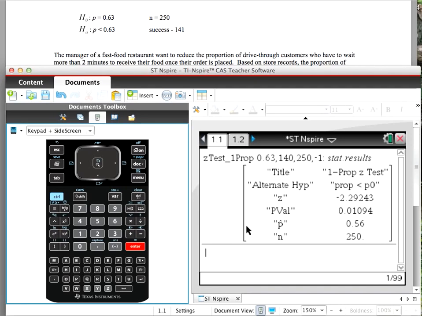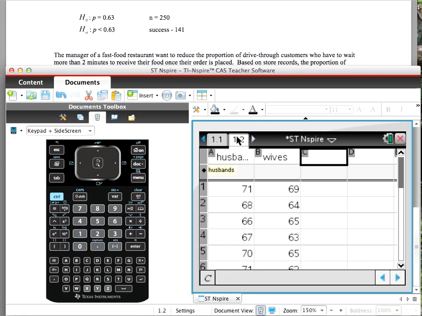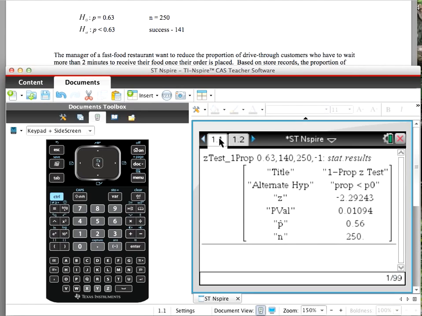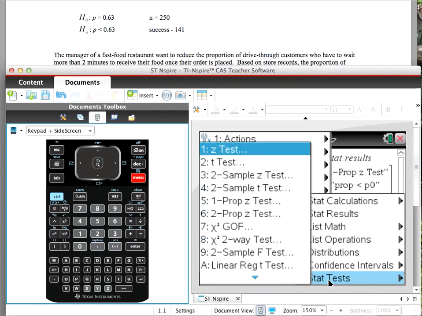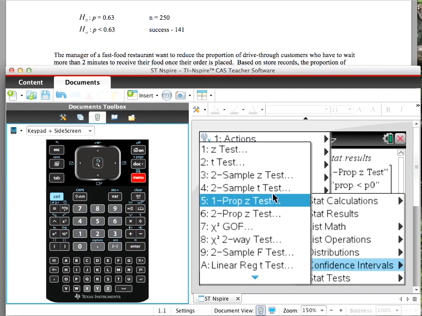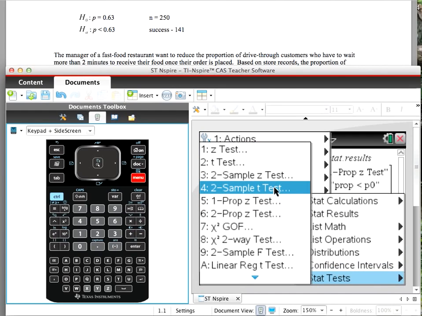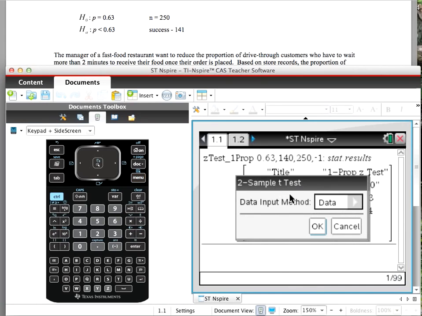Now, the next way to do a significance test is through having data. And so on page 1.2, I have data of the height of husbands and their wives. And my argument is that husbands are going to, on the whole, be taller than their wives. All right, so this right here is going to be a 2-sample t-test for means. So I'm going to go into Menu, Statistics, Stat Tests, all right, and right here I'm going to use a 2-sample t-test because I do not know the standard deviation of either population. And I'm going to put it in from data because I have data in this case.